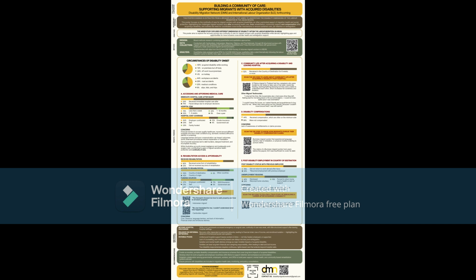Section D is about disability compensation. A line chart shows 44% received compensation, which was often minimal. 55% were not compensated at all. Under concerns, it states lack of awareness of entitlements or claims process. There are 2 QR codes. Scan the QR code to know how migrants pursue their disability compensation claims.